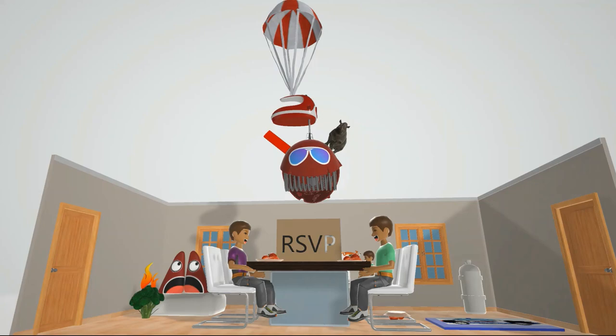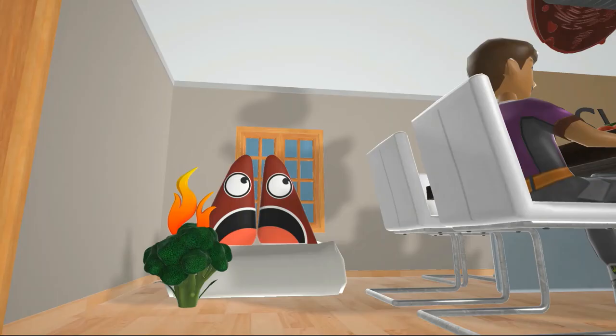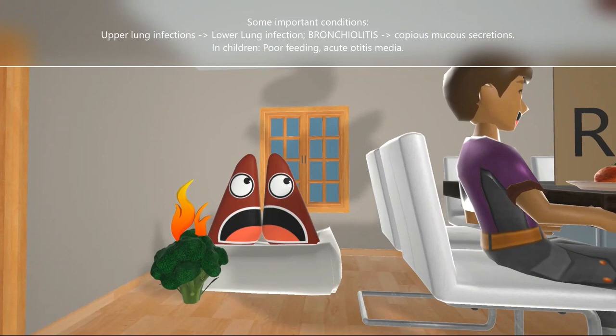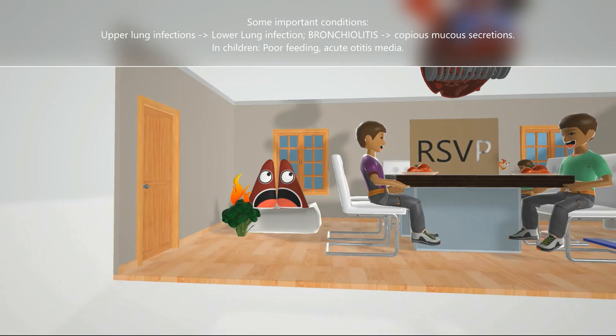Let's take a look at their pet over here. So here they have their pet over here. I don't know what kind of pet this is, but it sort of looks like lungs. And this pet notices the paramyxovirus coming down, and he's really scared. He doesn't even care that his broccoli's on fire. So this part of the scene is going to remind us, the broccoli on fire here is going to remind us of the bronchiolitis.